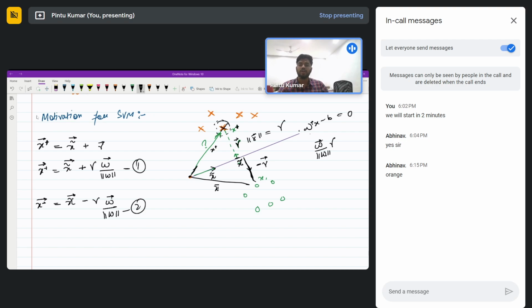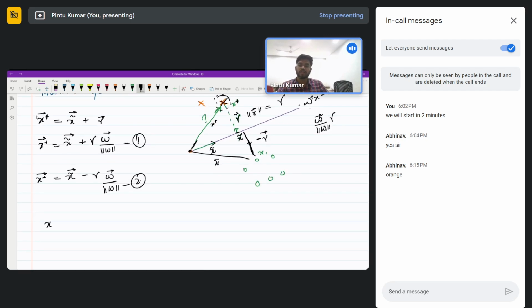If we now take the difference of these two equations, what we obtain is that x plus minus x minus, these two being vectors, is nothing but 2 times gamma W by norm W, right?